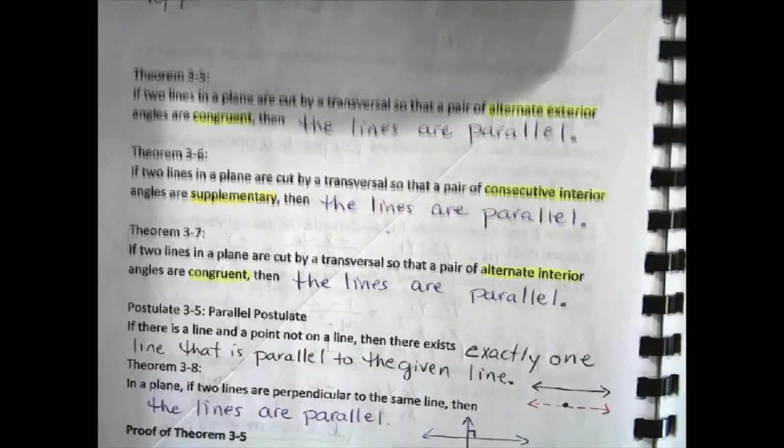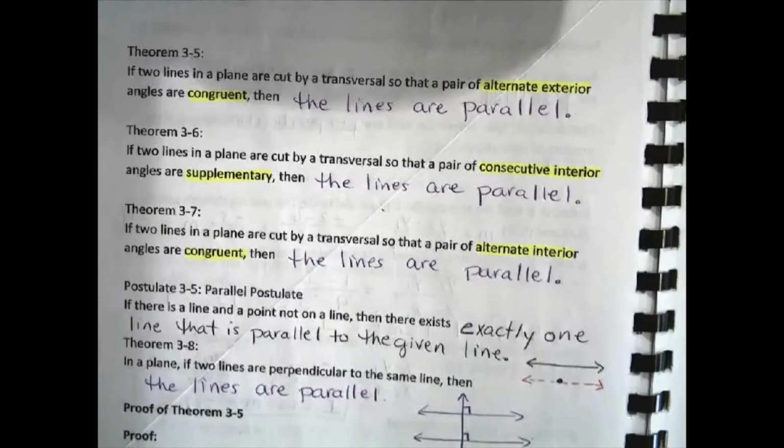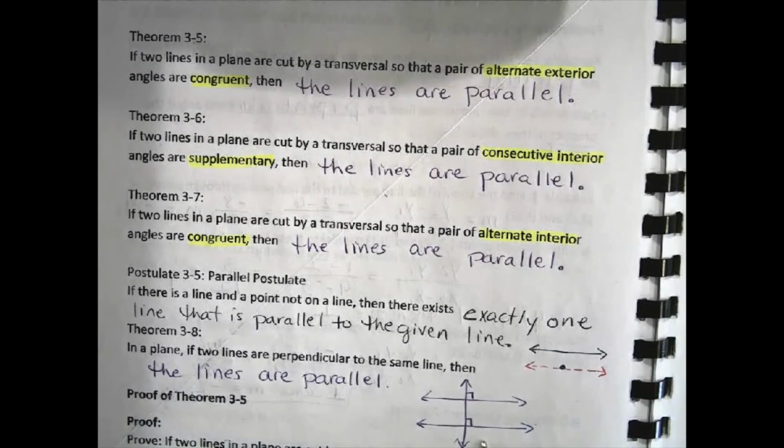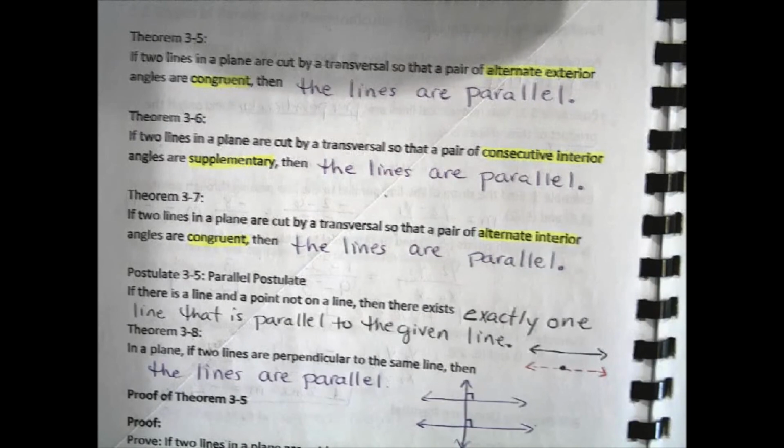In a plane, if two lines are perpendicular to the same line, then the lines are parallel. So this is a 5th way to prove that two lines are parallel. The first 4 use properties of angles, and this one uses a perpendicular line.